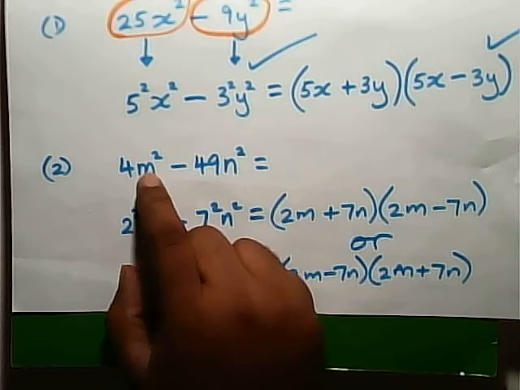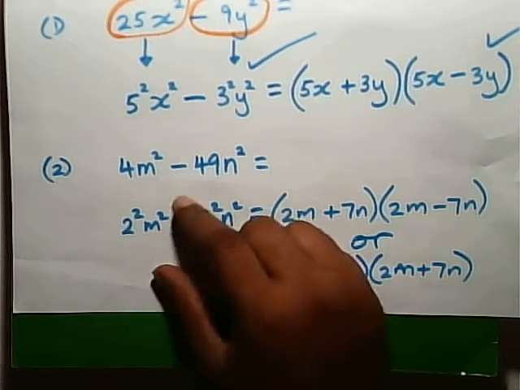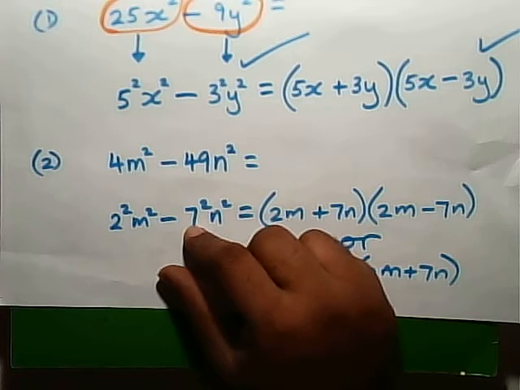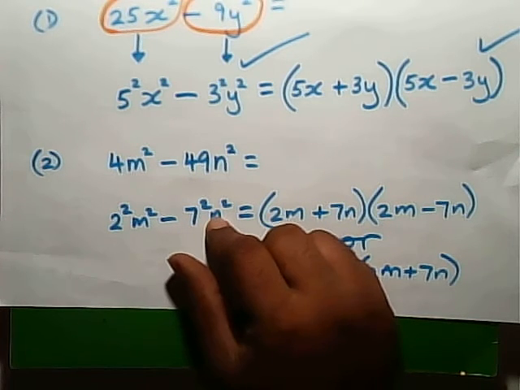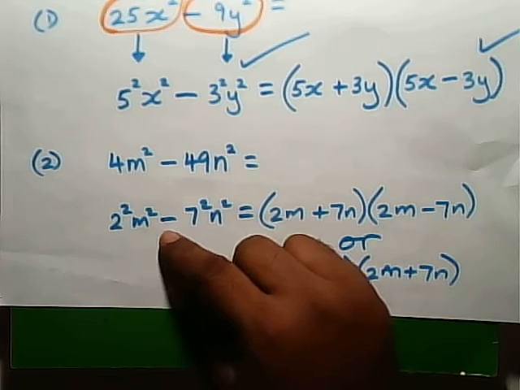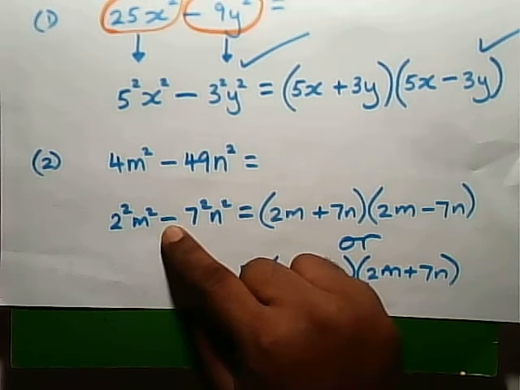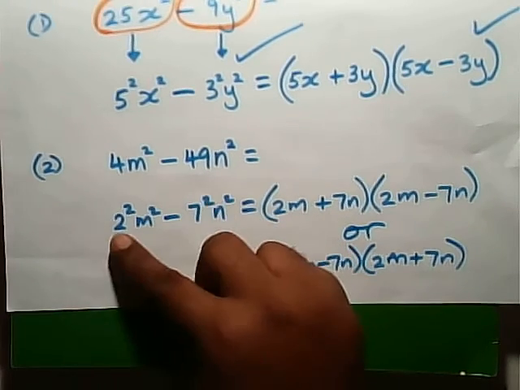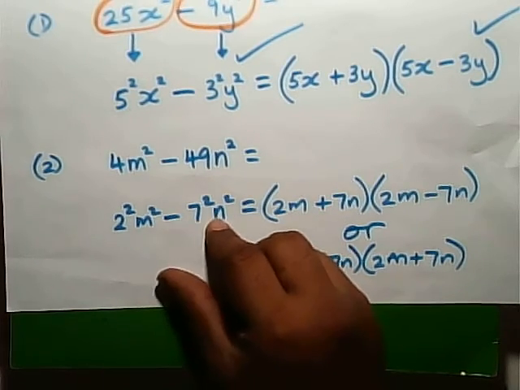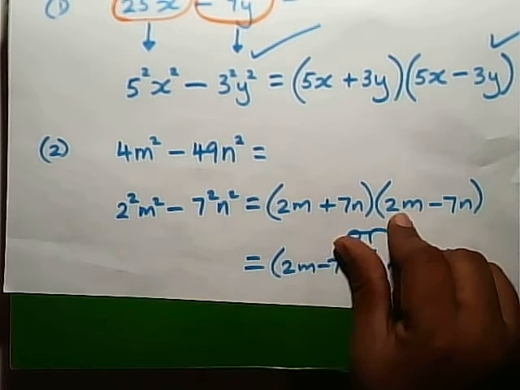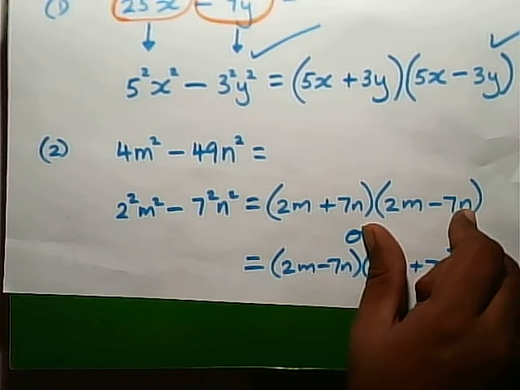So now 4m squared is 2 squared m squared. And 49 could also be turned into a squared number. 7 squared, 7 squared n squared. Now that we have numbers and letters squared and a takeaway between them, we can apply the formula. Just remove the 2's and you write it out. 2m add 7n, 2m add 7n, and then 2m take away 7n.